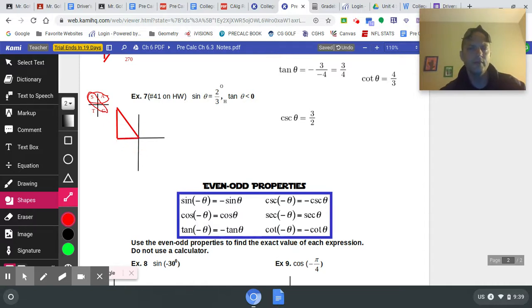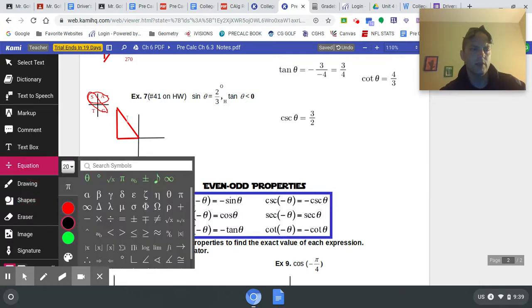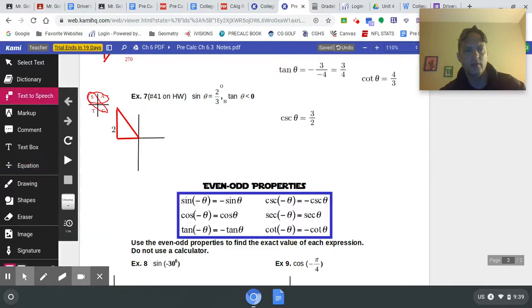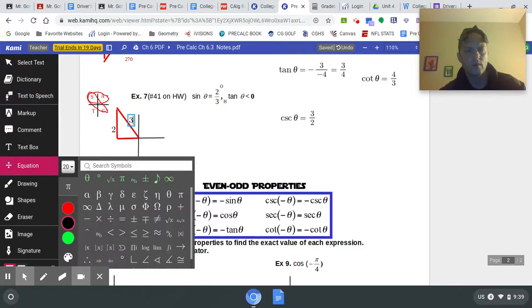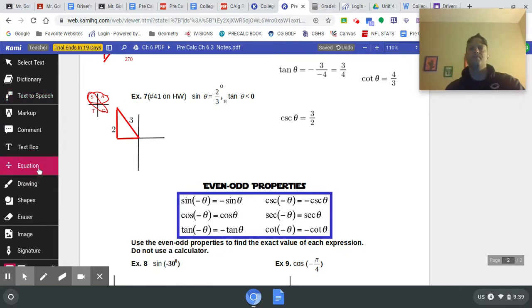All right. So let's put in the sides that we know. We know this guy is 2. We know this guy is 3. All right. Now, how do we find the adjacent leg? This is where, if you need to, go off to the side and set up your a squared plus b squared equals c squared.